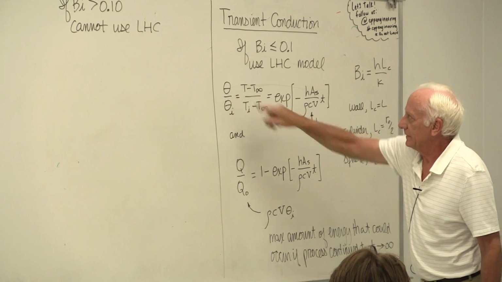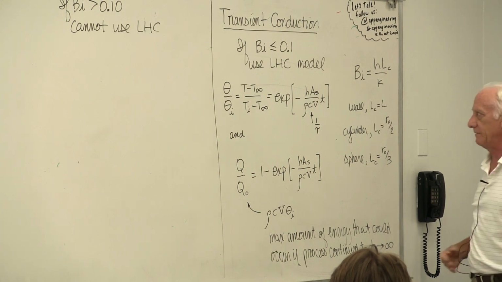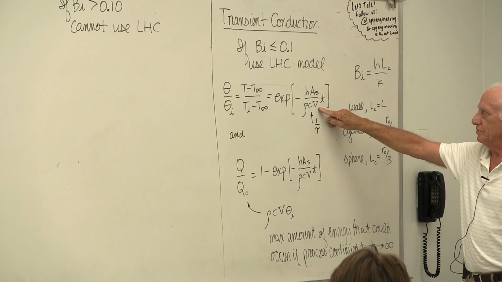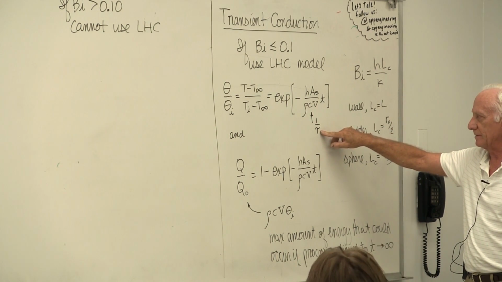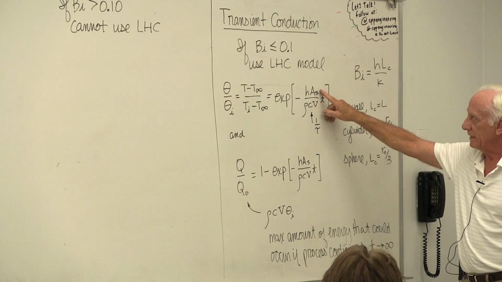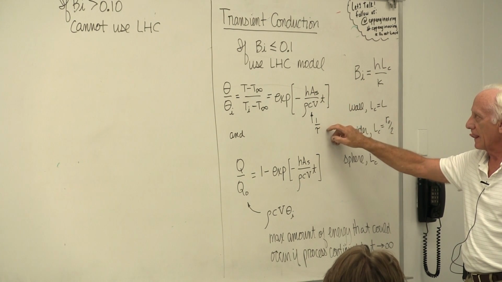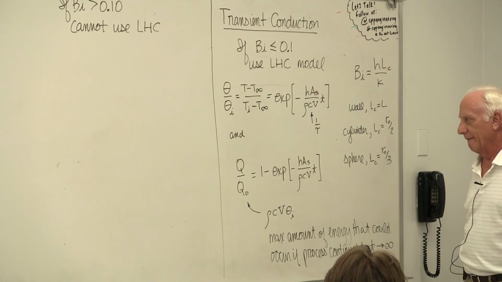Theta is T minus T infinity. Theta_i is the initial temperature minus T infinity. Rho C V over h A_s was defined as the time constant, with units of seconds if it's in SI. V is the volume and A_s is the surface area. Very simple equation: an exponential decay function.